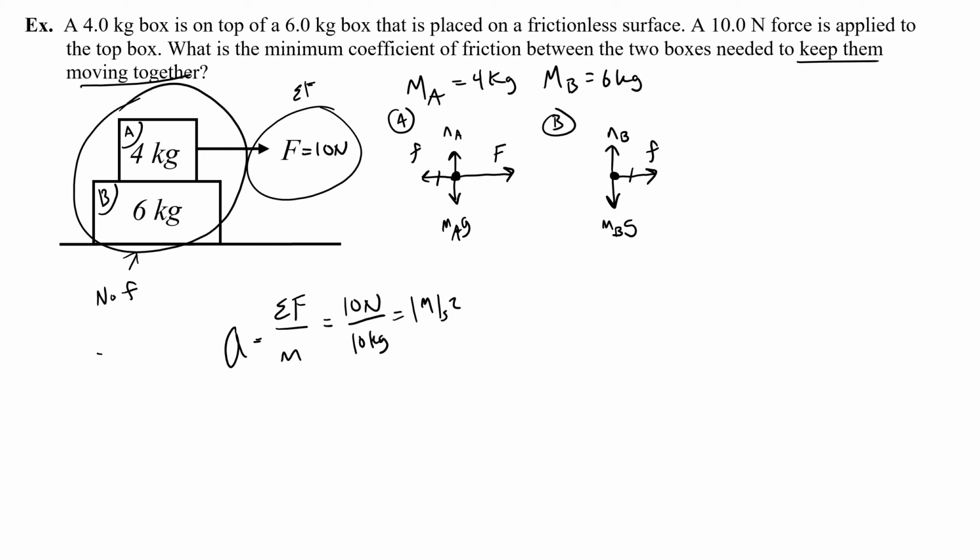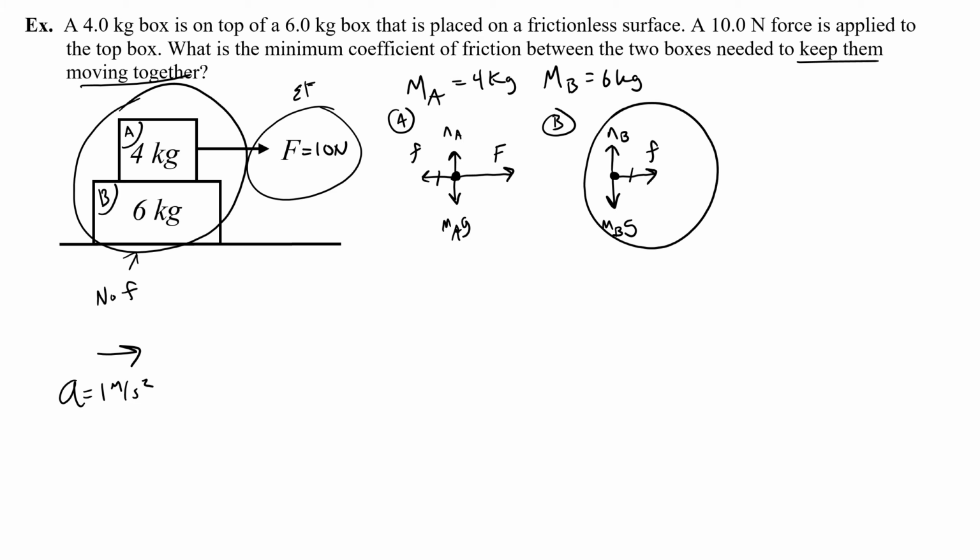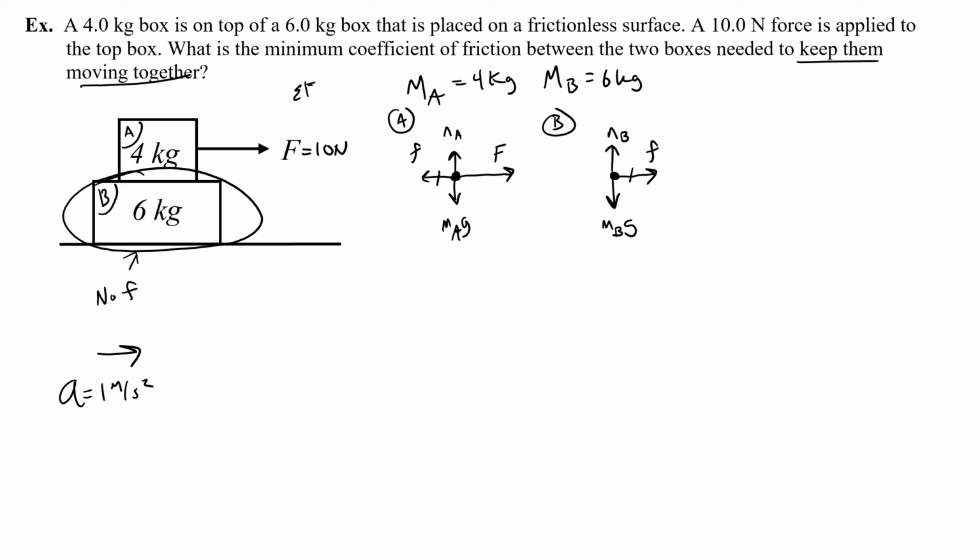Okay, so they keep moving together. That means they both are going to have the same acceleration, 1 meter per second squared. Okay, where do I go from there? Well, now that I know the acceleration of both, I can just focus in on B, the bottom block, and think, well, that friction force is going to be the net force acting on the box. Okay, so the net force on B is that friction force.